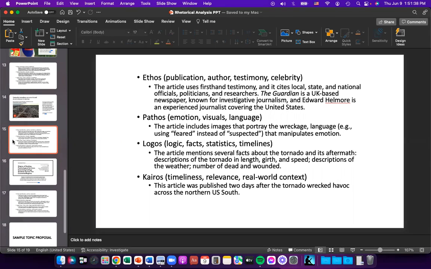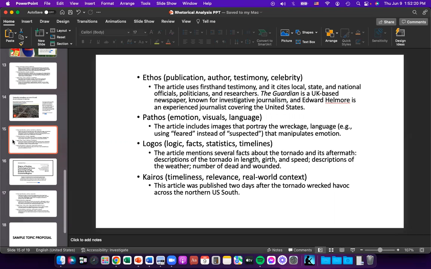This is The Guardian, a UK-based newspaper. It's known for its investigative journalism, and its author is an experienced journalist talking about the United States. Something to maybe say about ethos is, why wouldn't we choose an American publication, or why wouldn't we choose a local news outlet to cover this? That's something to think about whenever you're choosing ethos. So likely, if you're a citizen of the UK reading this, you might get your news from The Guardian. However, if you live in Kentucky, you might have gotten your news from the local station.